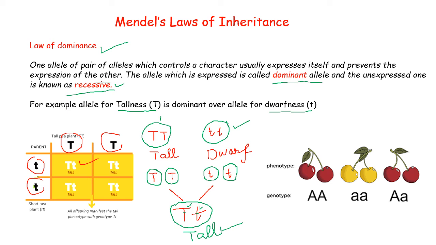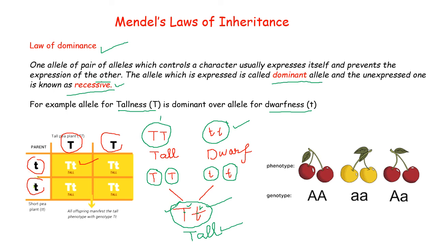Law of dominance says one allele of the pair of alleles which controls a character usually expresses itself. So out of the two alleles that we receive from the two parents, one from the maternal and one from the paternal side, out of these two alleles, only one is expressed. Only the phenotype of one allele is expressed, observed in the offspring, and that allele is known as the dominant allele.